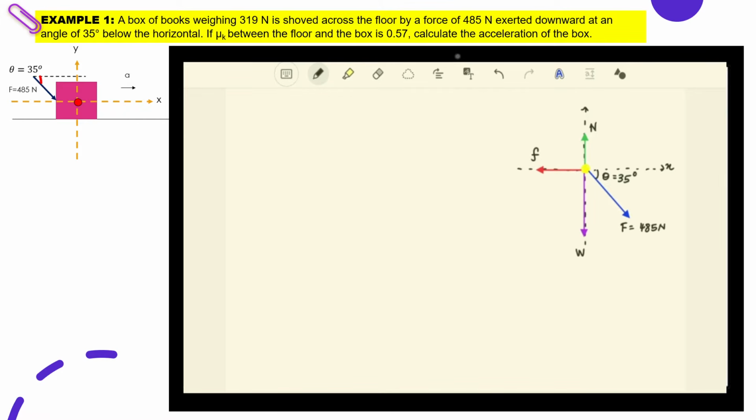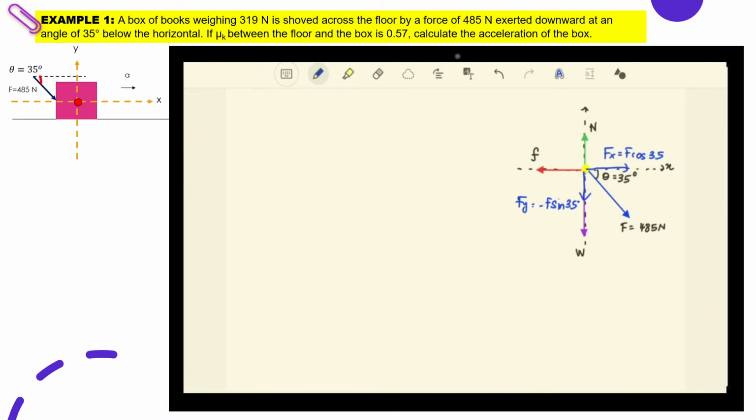We have looked at the free body diagram before, so we have the free body diagram like this. We have transferred the direction of the arrow of the 485 Newton force. Then we need to resolve the direction into X and Y components. Here I write Fx, which is F cos 35, and here we have Fy, which is negative F sine 35 degree.